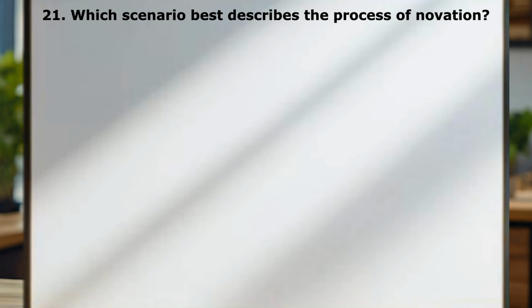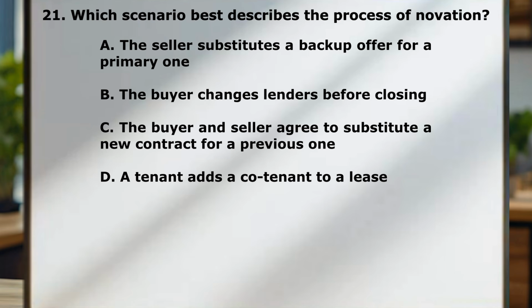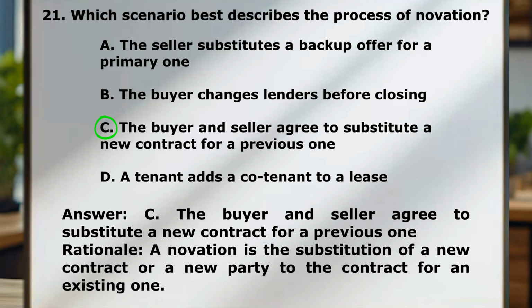Question number 21. Which scenario best describes the process of novation? A, the seller substitutes a backup offer for a primary one. B, the buyer changes lenders before closing. C, the buyer and seller agree to substitute a new contract for a previous one. D, a tenant adds a co-tenant to a lease. Correct answer here is C, the buyer and seller agree to substitute a new contract for a previous one.